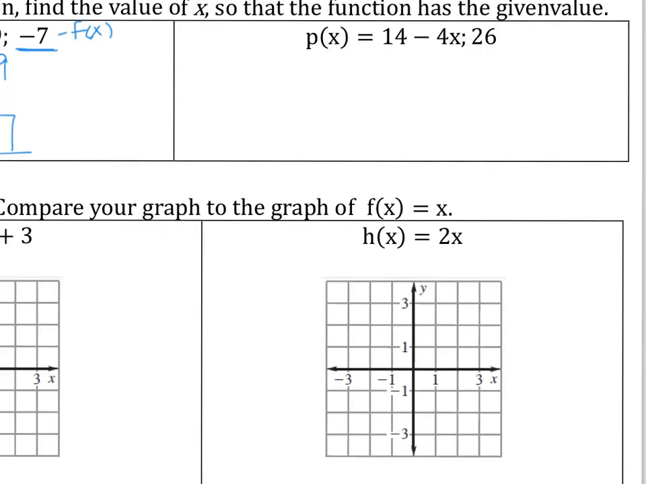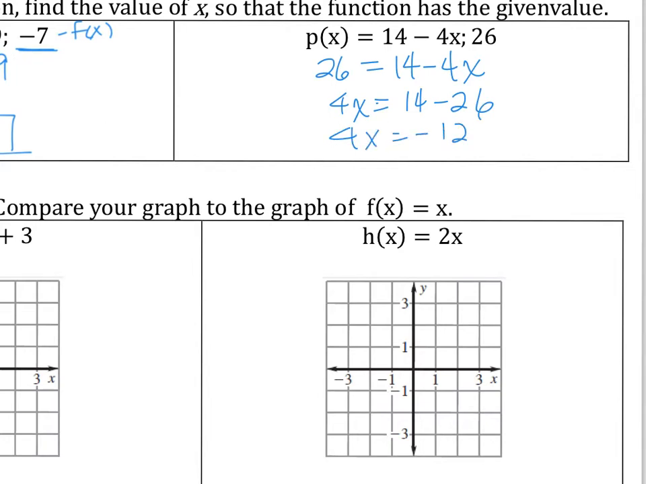And let's do one more. So substitute 26 in for p of x, and it would be 14 minus 4x, and 4x would equal 14 minus 26. 4x would equal -12, and x would equal -3.